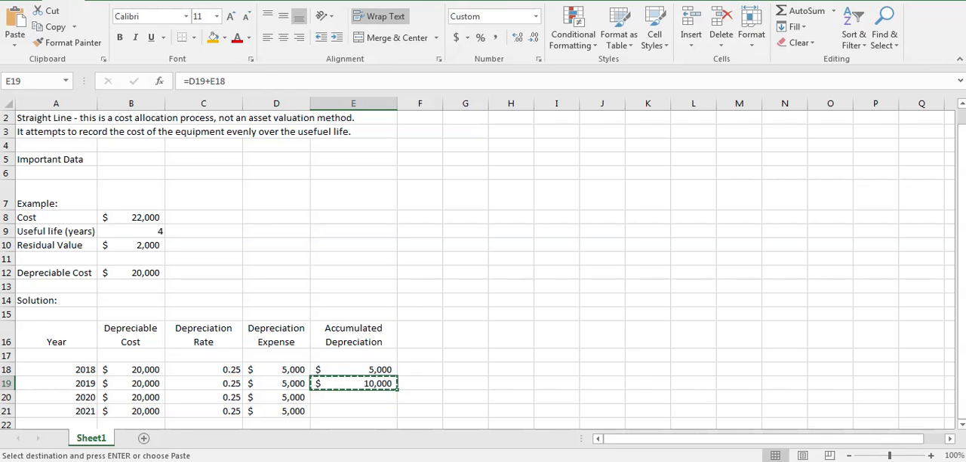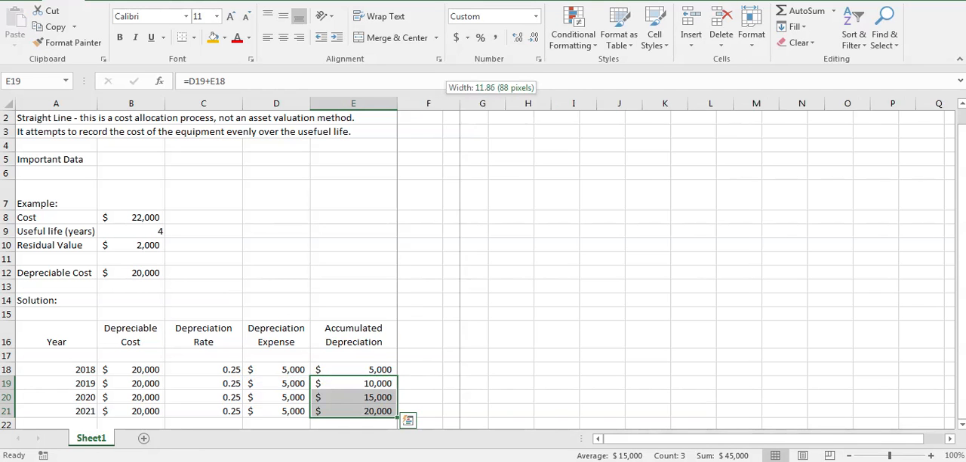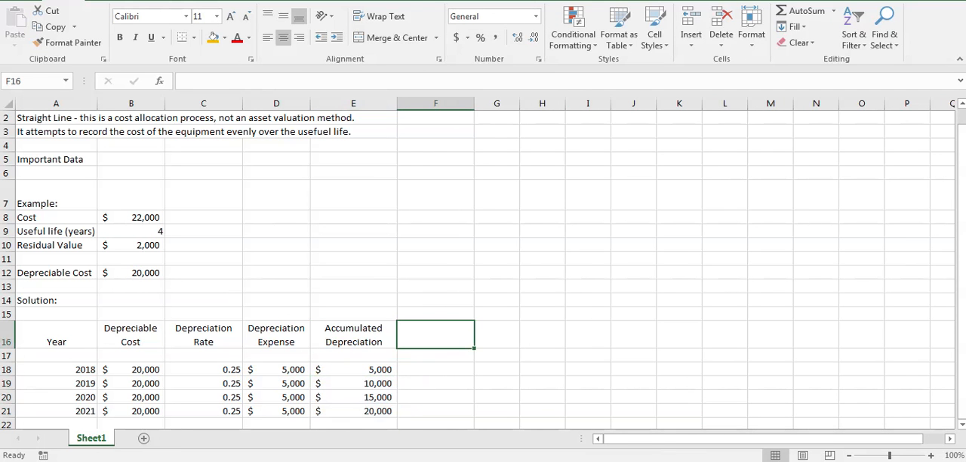Then the accumulated depreciation is accumulated. So the first year you will have the 5,000, then you will add the 5,000 from the first year to the second year, and you will have 10,000, and then with the third year 15,000, and so on.